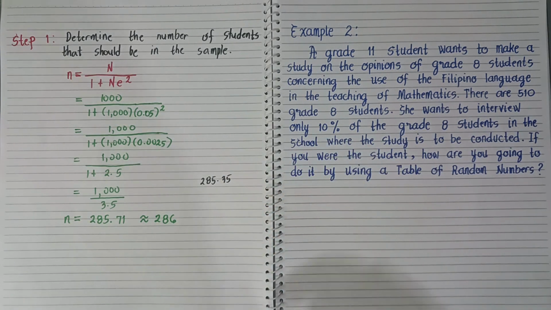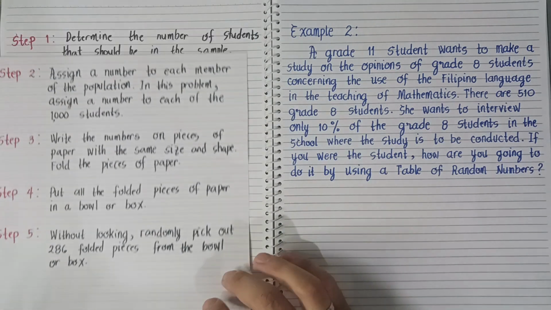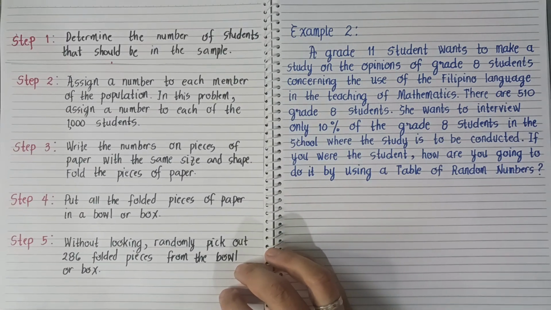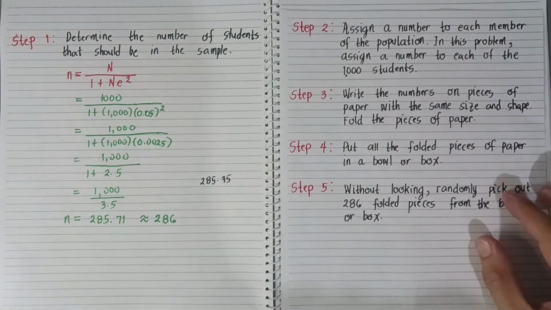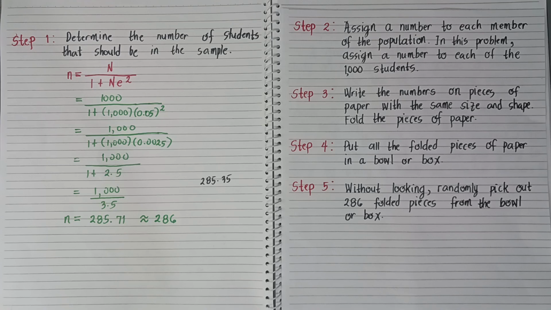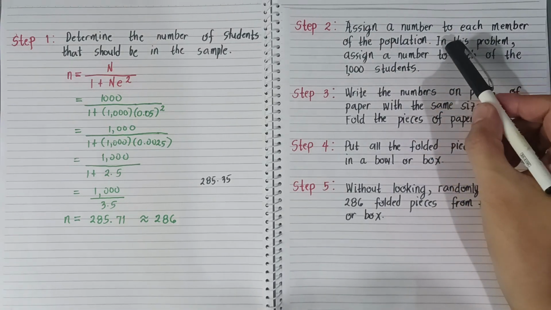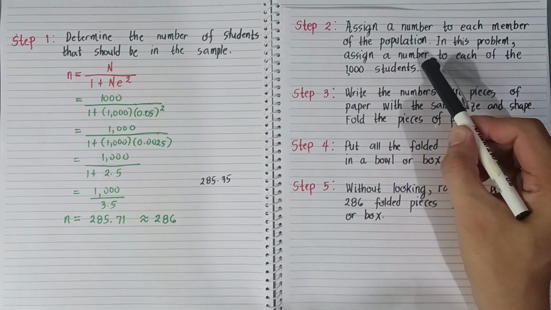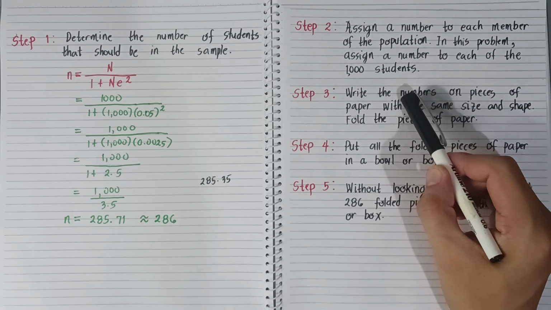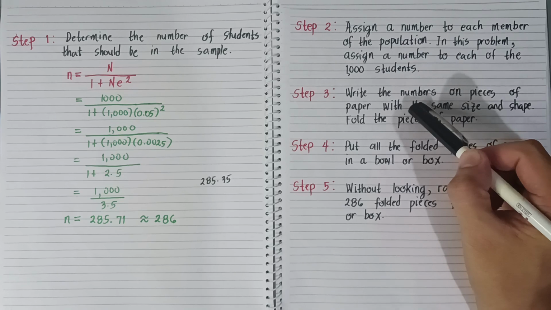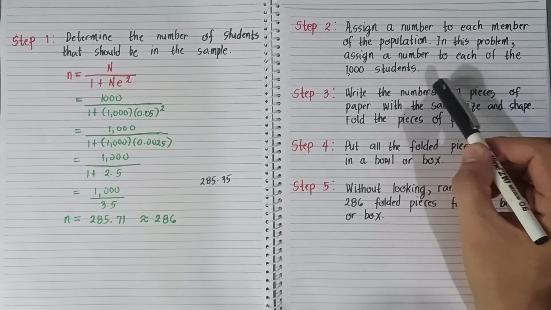And then next, step 2 natin guys. Isinulat ko na yan, kasi pinapadiscuss sa atin yung lottery method kung yun ang gagamitin natin. So guys, yan yung step 1. Na-solve natin. Ito yung step 2 natin: assign a number to each member of the population. In this problem, assign a number to each of the 1,000 students. So, mag-assign tayo ng number from 1,000 students natin.